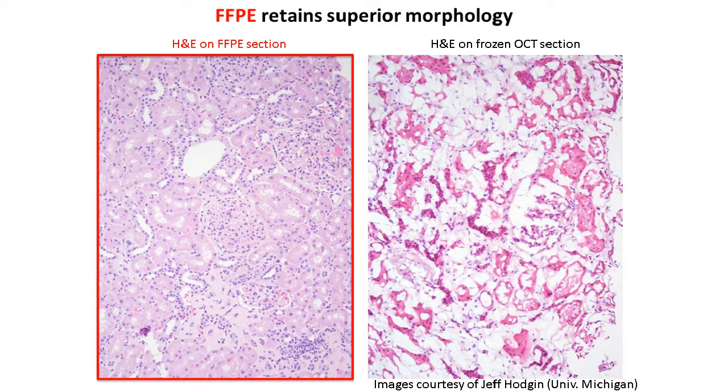In contrast, on the right, this is a frozen OCT section. You can see that a lot of the architecture is destroyed when you freeze the tissue. The reason this is relevant is because many of the other tissues are stained using frozen OCT. On the next slide, I'm going to be showing some of our data sets that help establish the different cell types.